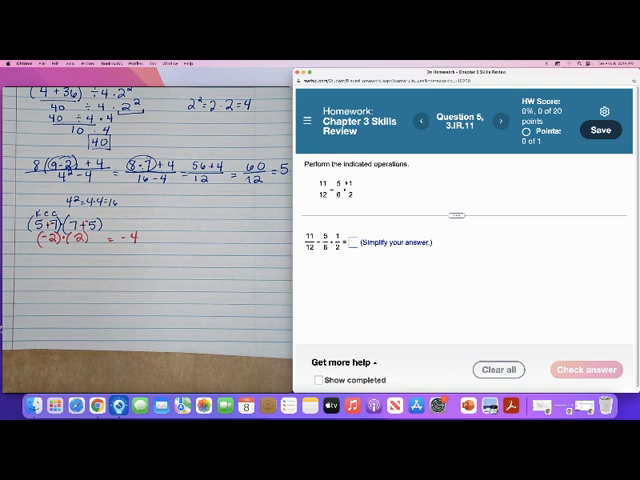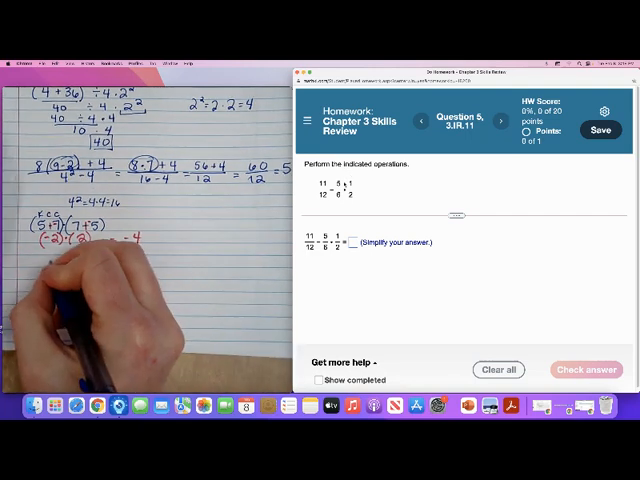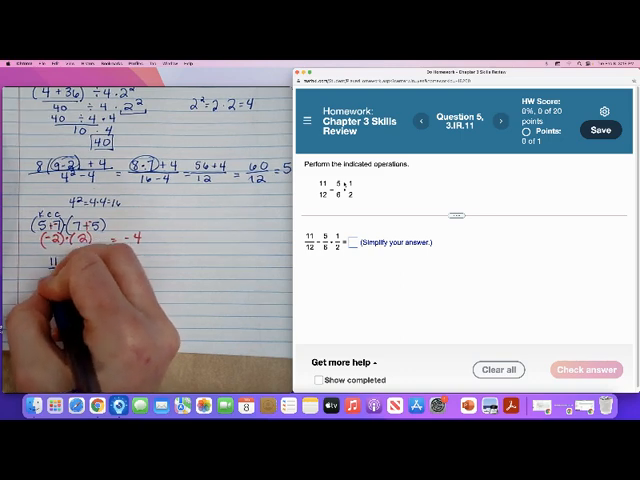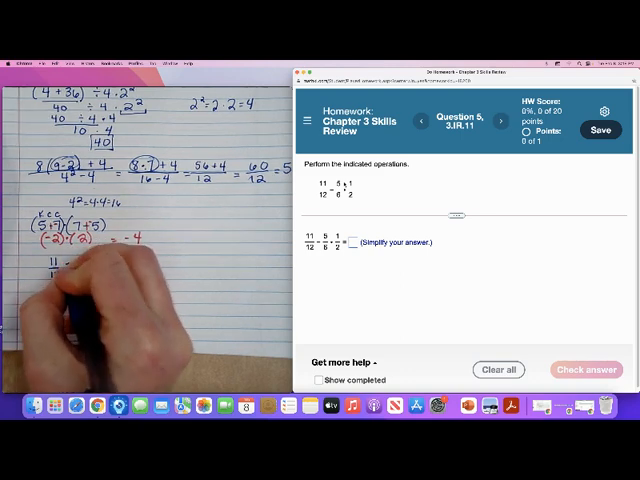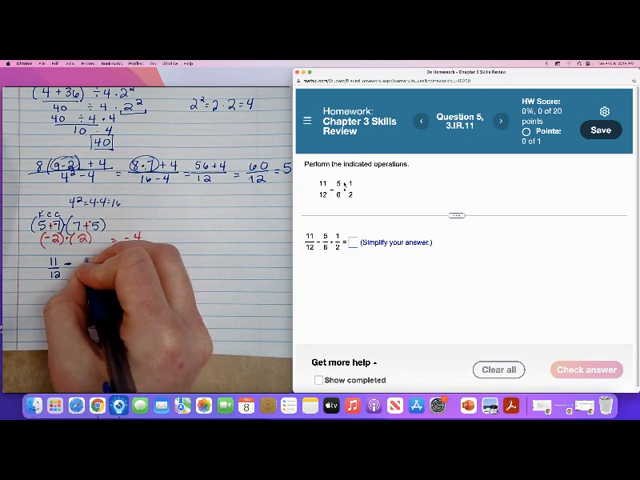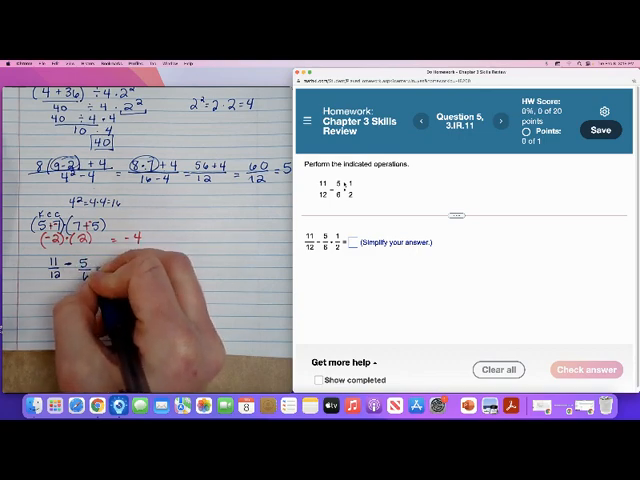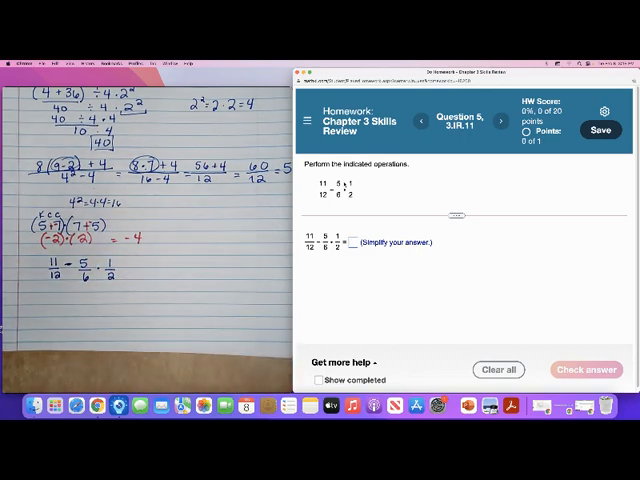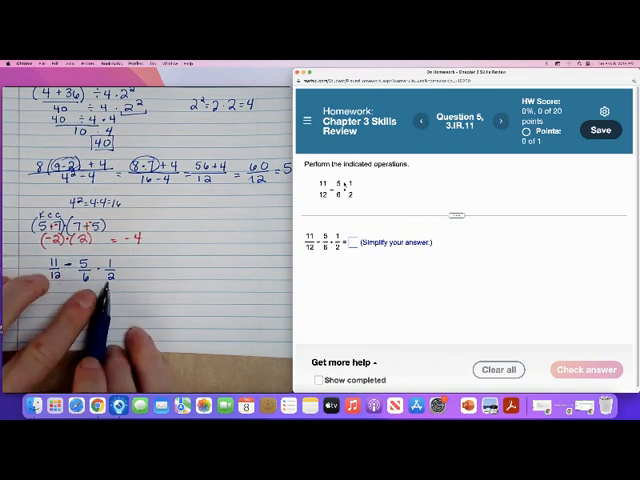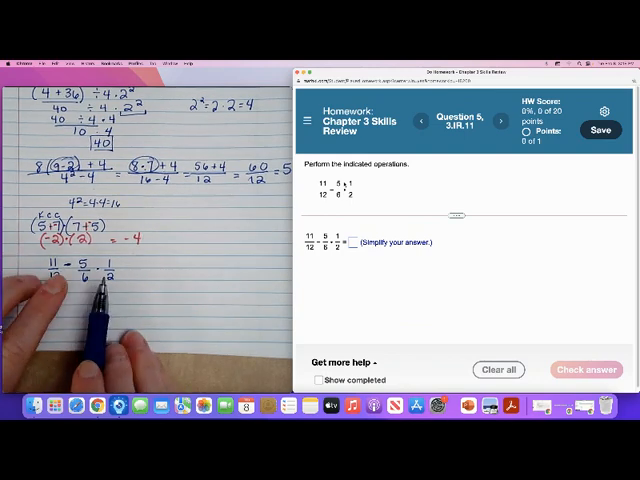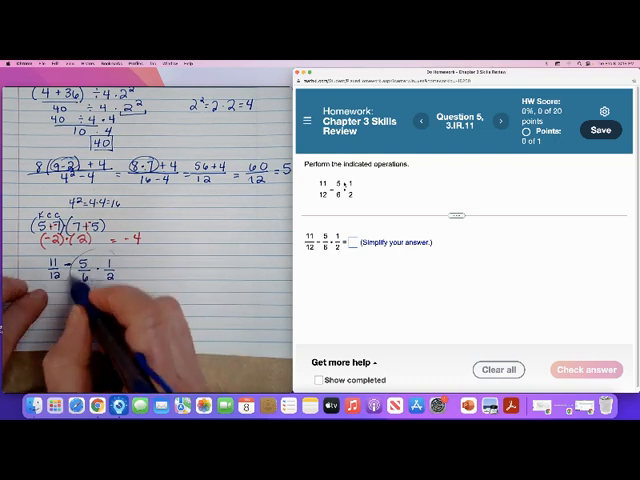All right, perform the indicated operation. So on fractions, we all love them, don't we? Not really. This is still order of operations, but with fractions. So let's not do anything with the fractions yet. Let's figure out what operation we need to do first. This is subtraction, this is multiply. So according to PEMDAS, we do multiply first. So we're going to multiply these.